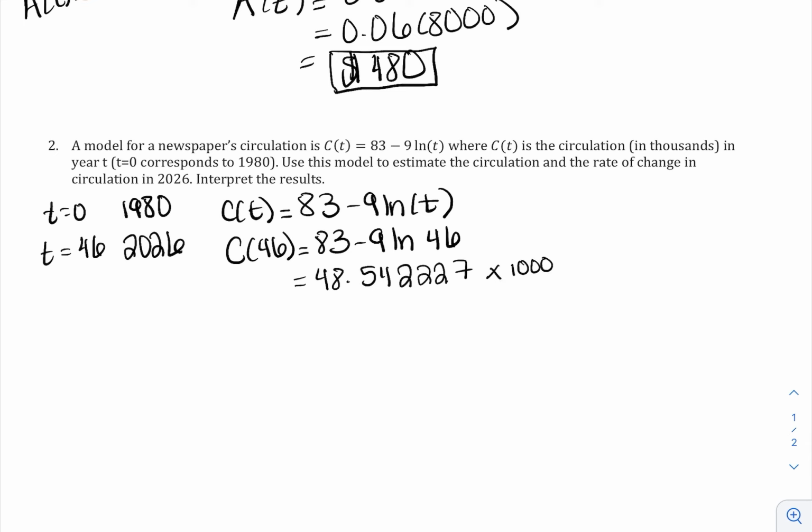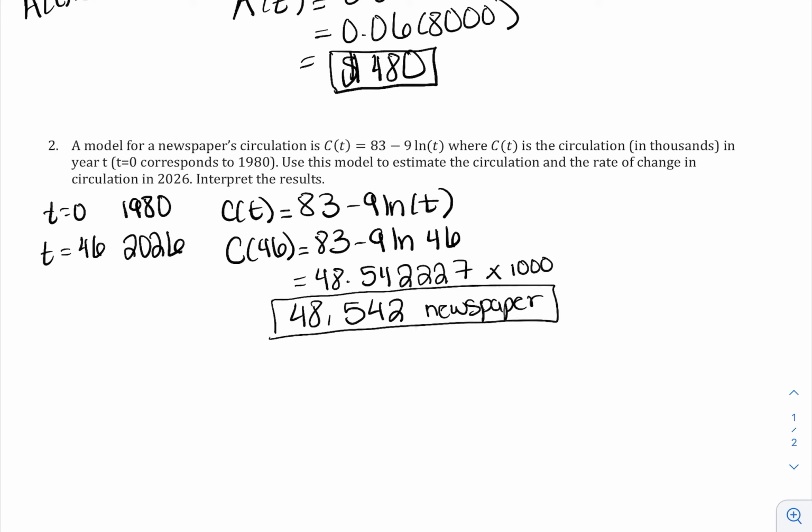You always need to be careful of your unit of measure. So because it's newspapers, you are going to round this to the nearest whole number, and the nearest whole number is going to be 48,542. So in 2026, this is how many newspapers are circulating, rounded to the nearest whole. Oh, I forgot an s.